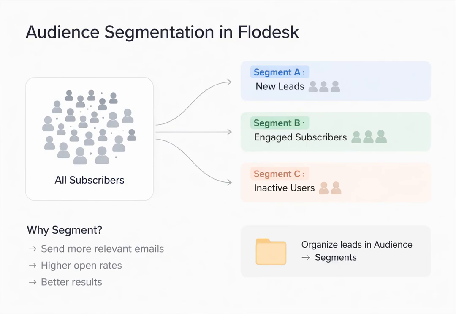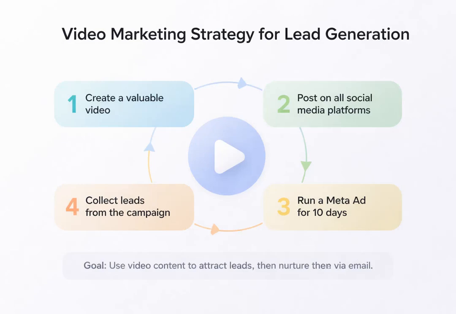Segmentation means dividing your subscribers into groups based on where they are in their journey: new leads, engaged subscribers, inactive users, and so on. Why does this matter? Because when you send more relevant emails to the right group, you get higher open rates and better results. Don't just dump everyone into one big list. Organize them thoughtfully.